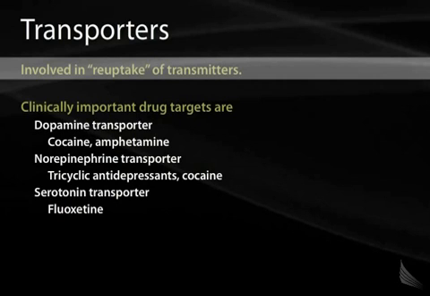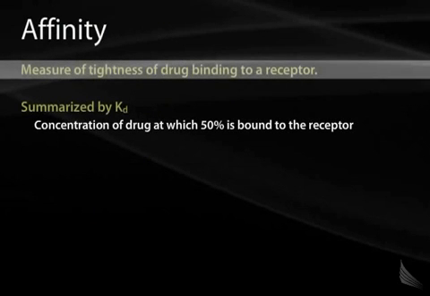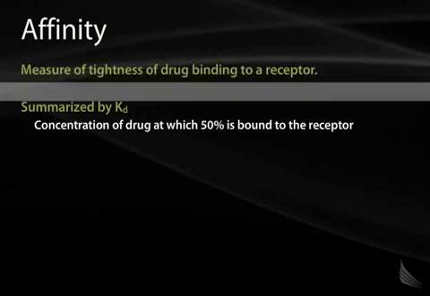And then SSRIs, such as fluoxetine, are able to inhibit the serotonin transporter, increasing the concentration of serotonin in the synaptic cleft. Affinity is a term that basically defines the tightness of the drug as it binds to its receptor.